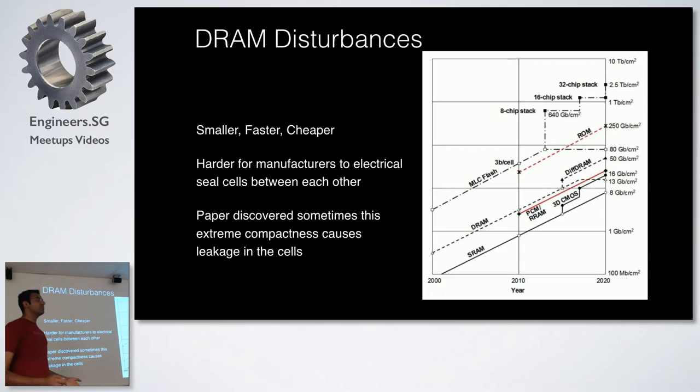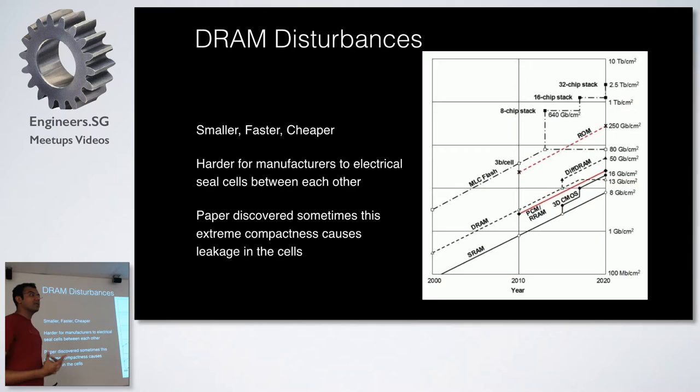And right now, we are at 15 or so gigabits per centimeter square. The reason is, as these cells become closer and closer together, it becomes harder for manufacturers to build cells that are completely electrically sealed. This could cause charge leakages and sometimes real issues. That's what the paper discovered.